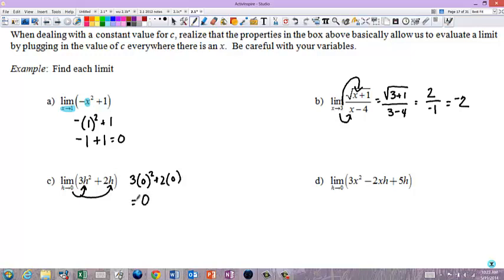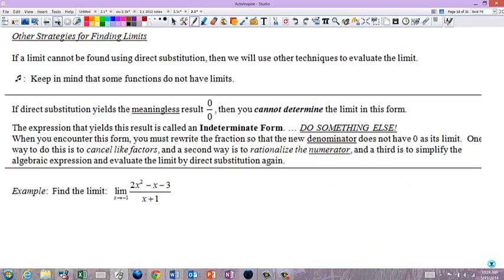And now this one, notice it's h goes to 0. So I'm only going to plug the 0 in where the h is. So it'll be 3x squared minus 2x times 0 plus 5 times 0. Well, that'll just be 3x squared plus 0 plus 0, which is just 3x squared. You didn't plug it in where the x was, only where the h was.